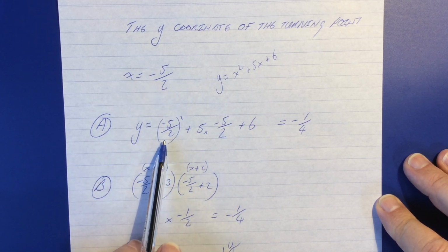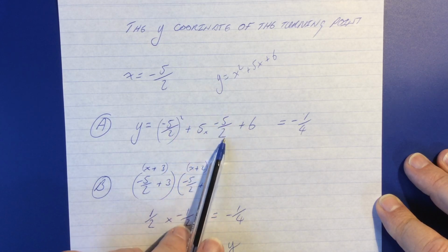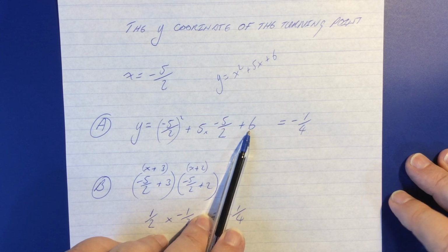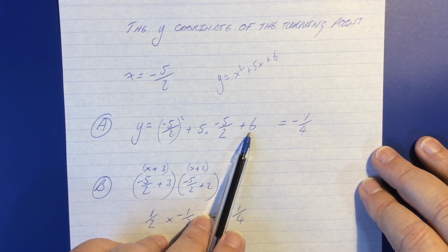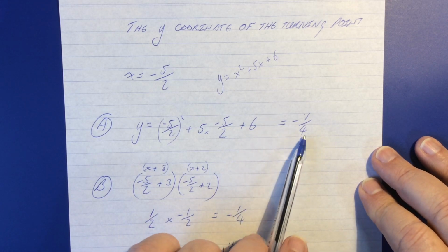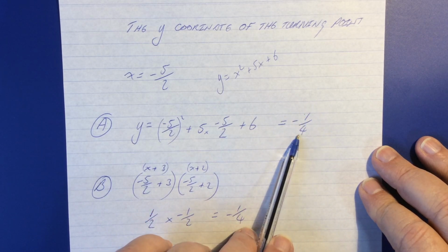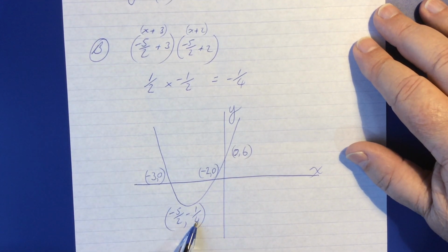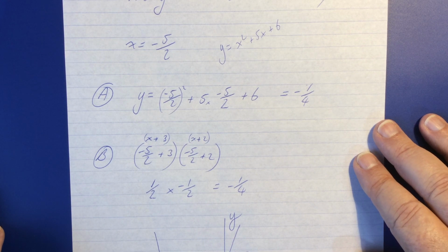And this is what it looks like. Y is equal to negative 5 over 2 squared plus 5 times negative 5 over 2 plus 6. You can bang this into a calculator if you like. It's probably easier to do that. Anyway, the answer that you'll get is that y is equal to negative 1/4. That is our y-coordinate of the turning point. So that's method A. That's the one you learn about at school.